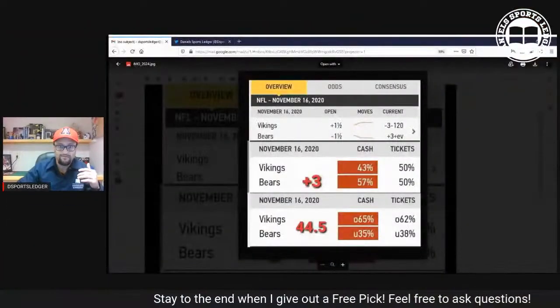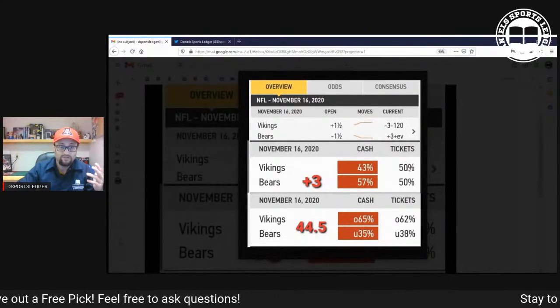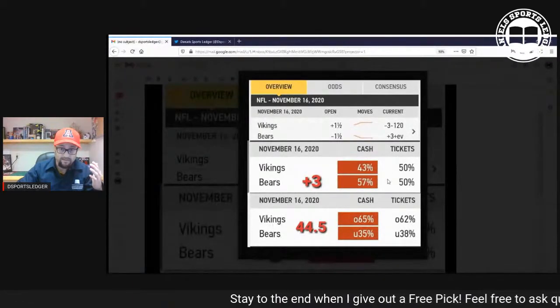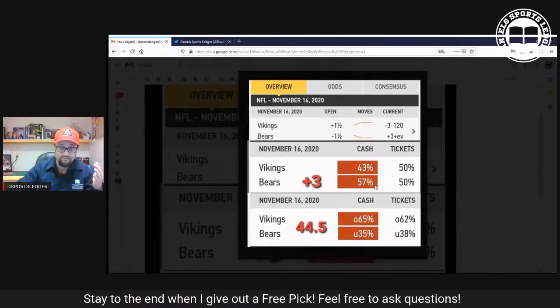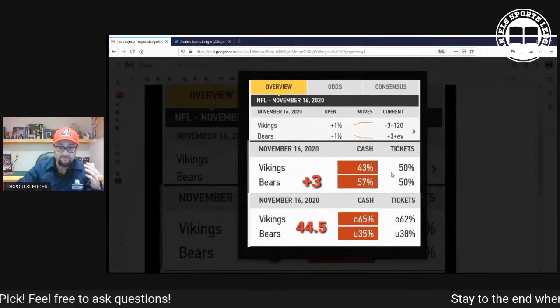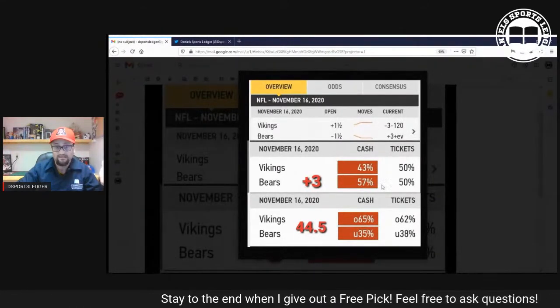First off, let's talk about what it actually is, what people say sharp money is. I'm going to pull something up here on the screen. Here's the idea: you have 50% of the tickets on each side, and then you have 57% of the money on the Bears. So you have an even split on tickets, but the majority of the money is on the Bears +3 in this last game.